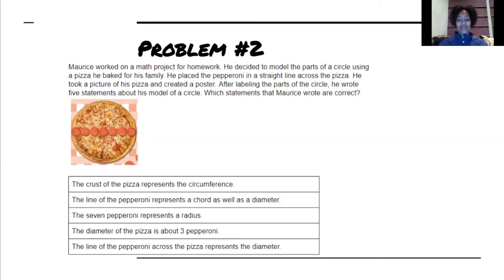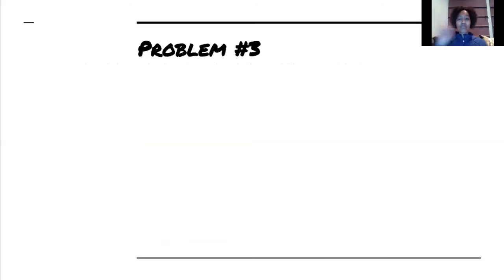So let's see. Do we agree? Answer choice, that the pizza crust does represent the circumference, that the pepperoni does represent the diameter, and that the line of pepperoni, again, does represent the diameter, which is also a chord. Awesome job. One more that we'll do together.